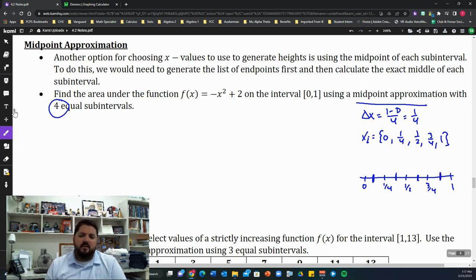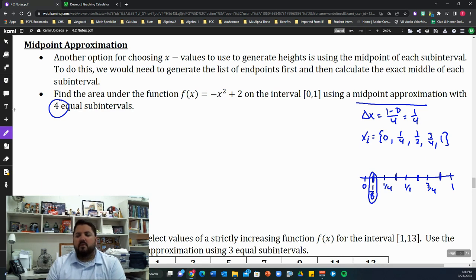Now, how you find the middle is kind of up to you. There are lots of different strategies to do this. The simplest is to add the left and the right endpoint and then divide by 2. That will always get you to the exact center of any two numbers. It doesn't matter if it's a calculus problem or not. So for example, 0 plus 1/4 is 1/4. Divide that by 2 gives me 1/8. That is my first midpoint. That is the first x value that I will use to generate the height of our rectangle.